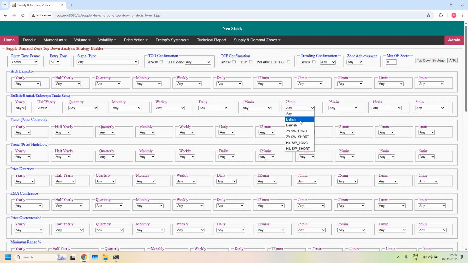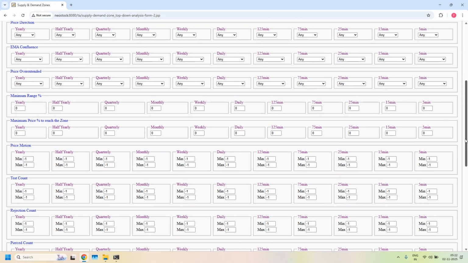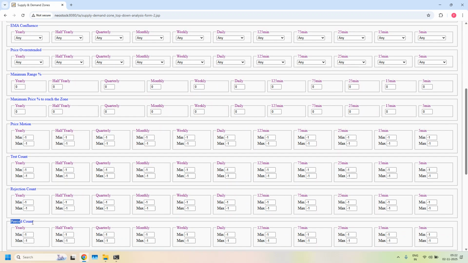At 75 minutes, I am selecting bearish. Zone achievement violated opposing zone. Minimum odd and hands score 12. And also the 75 minutes supply zone should not be pierced. So in the pierced count, at the 75 minutes time frame, I am setting minimum value 0, maximum value 0.